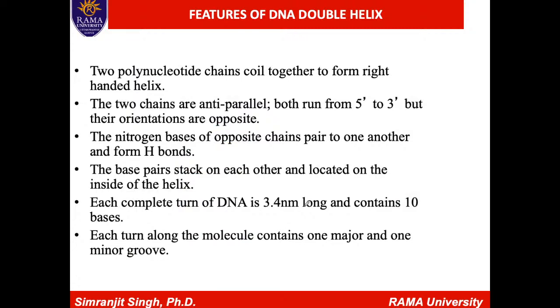So the features of the DNA double helix structure: the two polynucleotide chains coil to form a right-handed helix, as we discussed. They run from 5 prime to 3 prime in one and in the opposite direction in the other. The nitrogen base pairs of opposite chains pair to one another to form hydrogen bonds. Base pairs stack on each other, located inside the helix, and one complete turn is around 3.4 nanometer, including your 10 bases. And each turn includes one major and one minor groove.